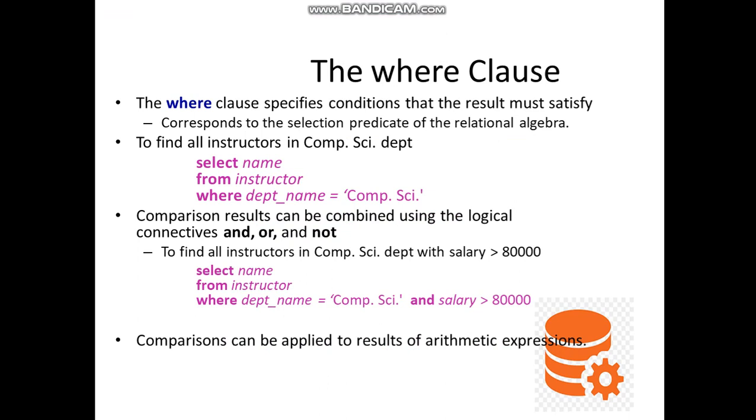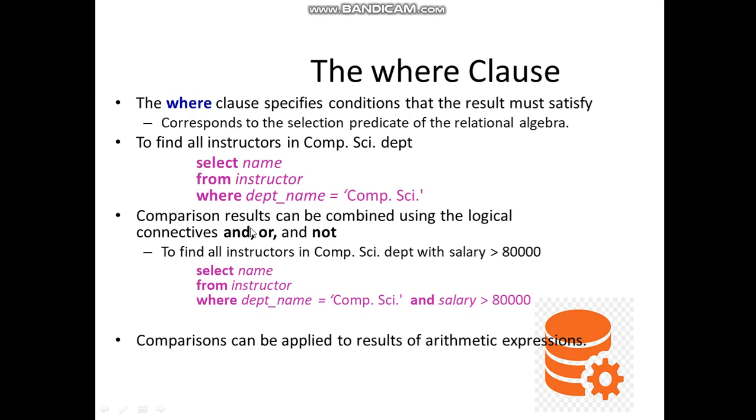Next is the where clause. The where clause specifies a condition that the result must satisfy; it corresponds to the selection predicate of relational algebra. To find all the instructors in the computer science department, I have to write in the where clause department name equals computer science. Correct? So I am going to select name from instructor. Instructor is my table name, and what I want to select, I have to specify in the select query. So select name from instructor, where department name equals computer science. So all the instructors' names who are from the department of computer science will come here.